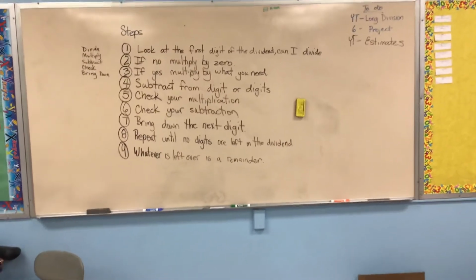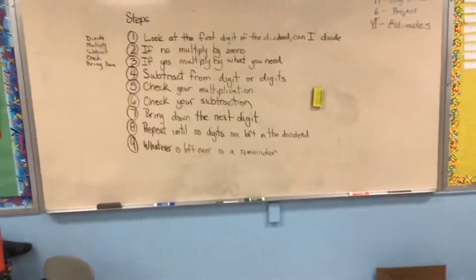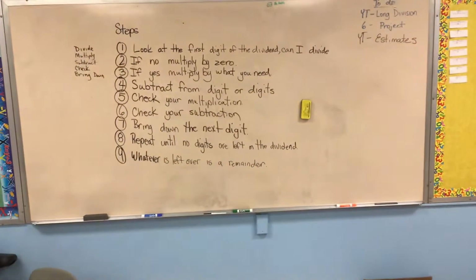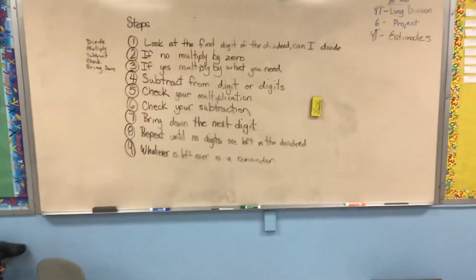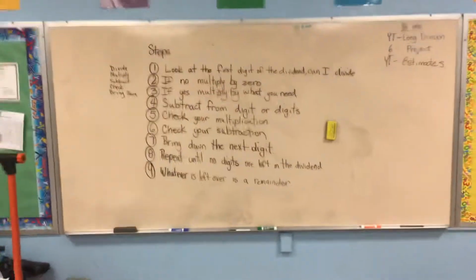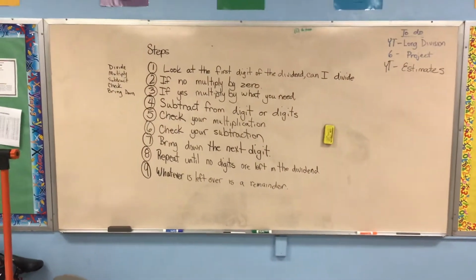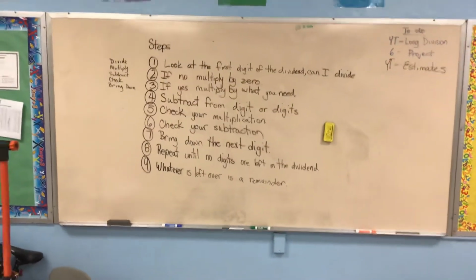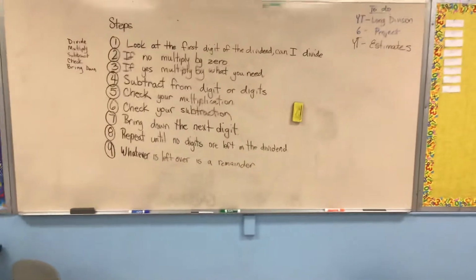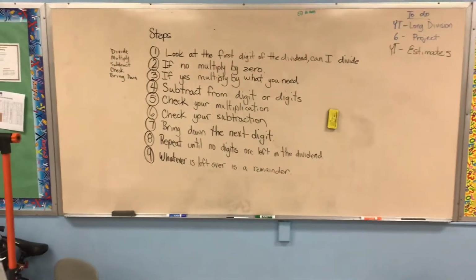Fourth, subtract from the digit or digits. Sometimes you'll have more than one digit in the front of your dividend. Always check your multiplication. Then after that, check your subtraction. You may laugh, but this is where you make the biggest mistakes. Step 7, bring down the next digit. I like to use big arrows because they look really cool. Step 8, repeat until no digits are left in the dividend.